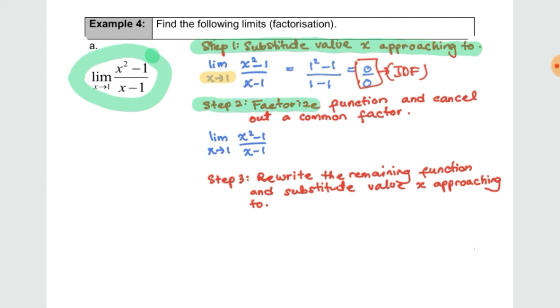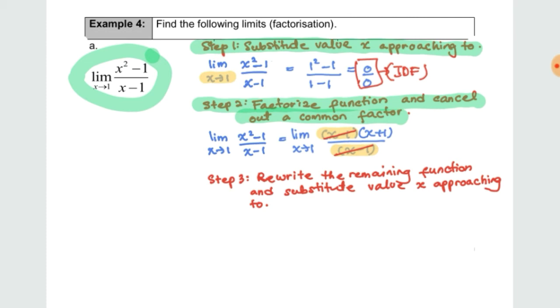Step number 2 here, factorize the function and cancel out a common factor. For the function limit here, we need to factorize x squared minus 1, so we get x minus 1 multiply x plus 1 over x minus 1, x approaches 1. Now we can see we have a common factor, x minus 1. So we must cancel out the common factor from the function.